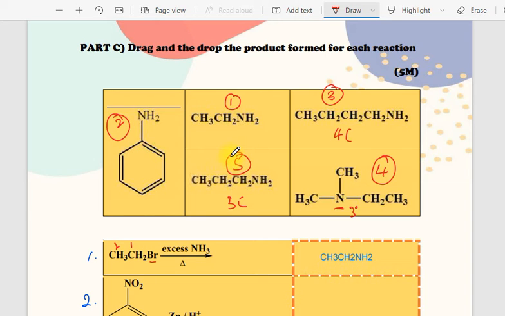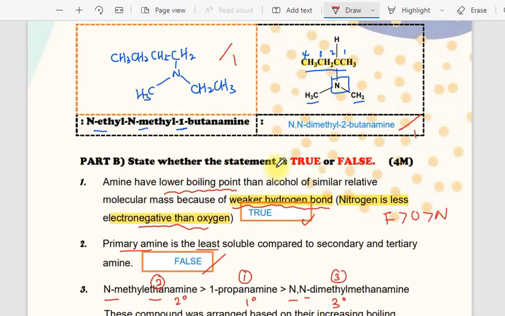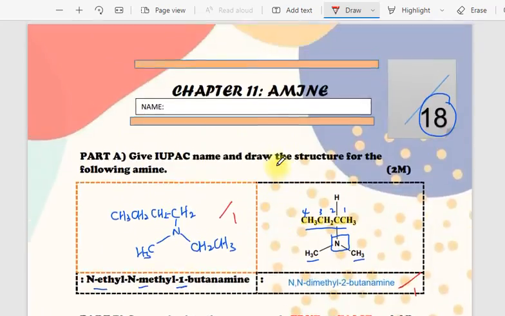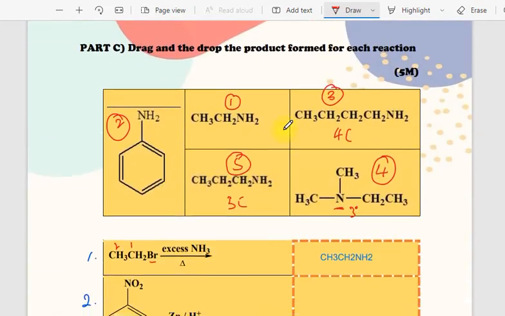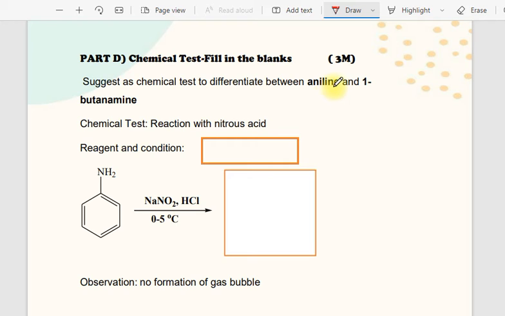I hope you all can get the correct answer. There are 5 marks for this part. Just now part A was 2, part B 4, part C 5. Let's continue with part D. Part D has 3 marks. Suggest a chemical test to differentiate between aniline and 1-butene-amine.